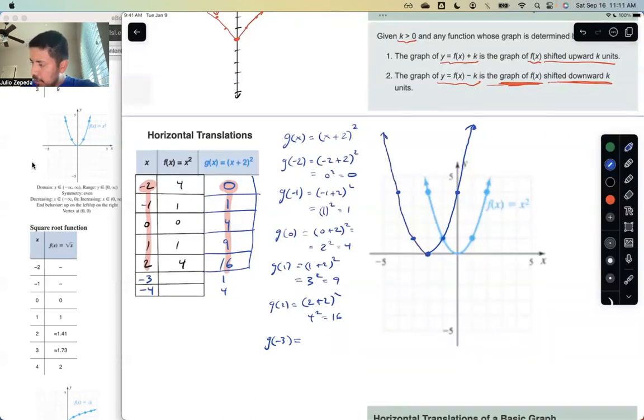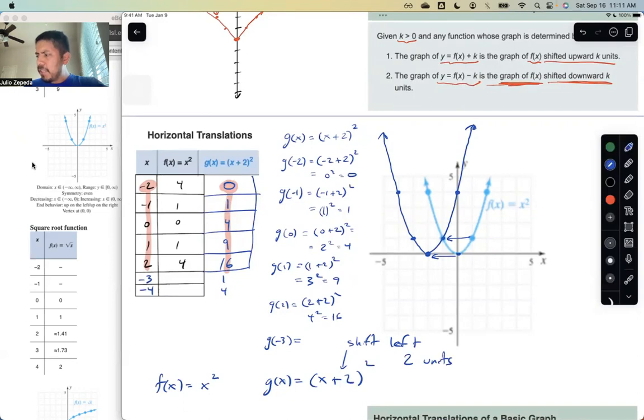And so what I wanted to see is, how are these two functions related? Well, we see it says horizontal translations there on the page. It looks like every one of these points on the original graph got shifted over 2 units to the left. And so f of x equals x squared, and g of x equals x plus 2 squared. This plus 2 here made our function shift left 2 units.